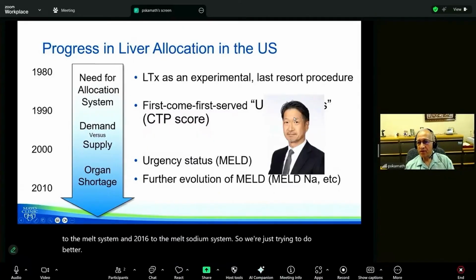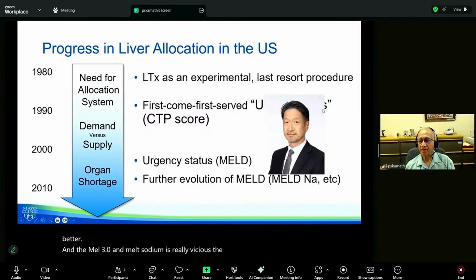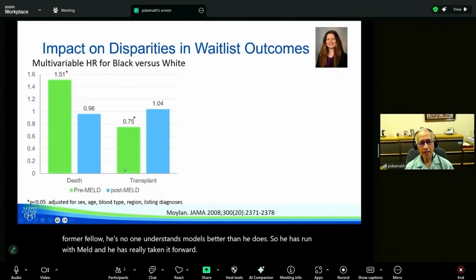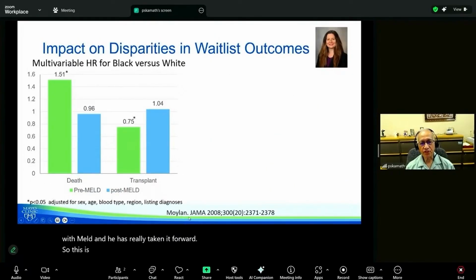And the MELD 3.0 and MELD sodium is really, this is Ray Kim, my former fellow. No one understands models better than he does. So he has run with MELD and he has really taken it forward. So this is what we found. This is a JAMA paper.